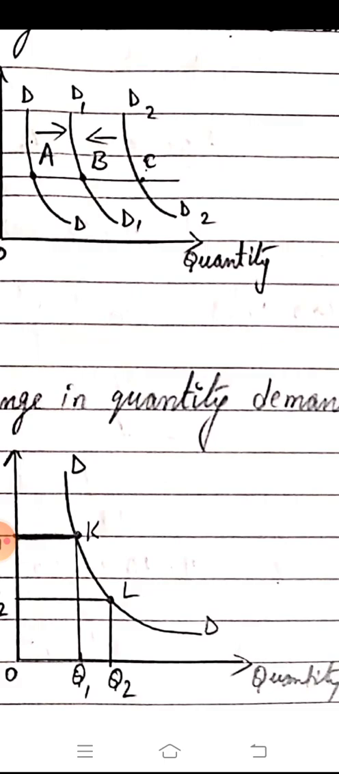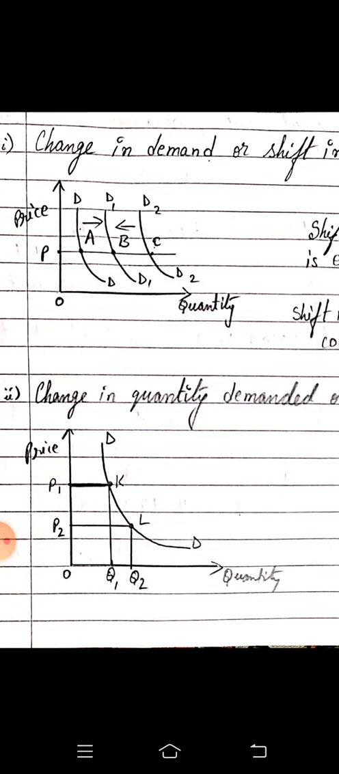Here we are not thinking that the price is fixed, whereas in change in demand we are considering the price of a commodity is fixed, whereas the other factors, maybe the income, the taste, the preferences, or maybe the substitute goods, are changing. Where the price is fixed and the other factors are changing, then we get change in demand or shift in demand.